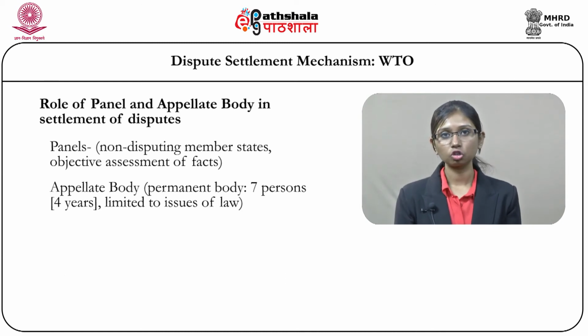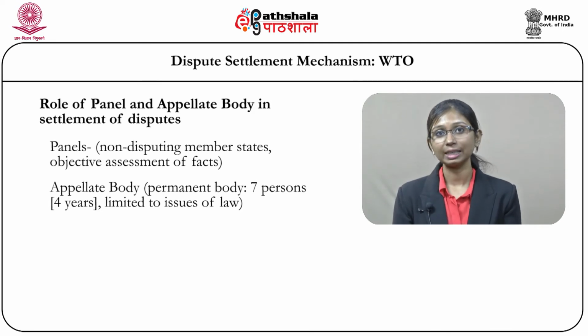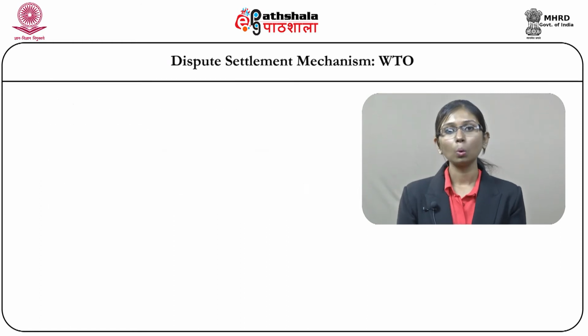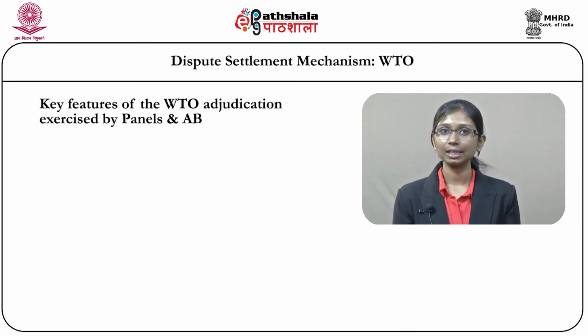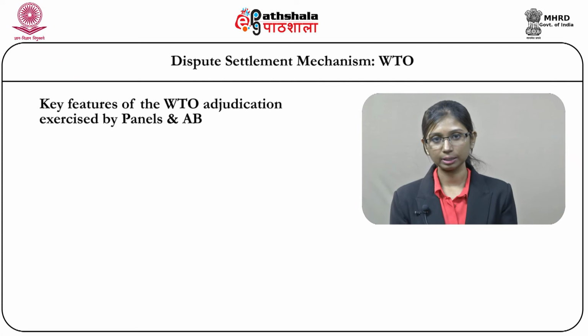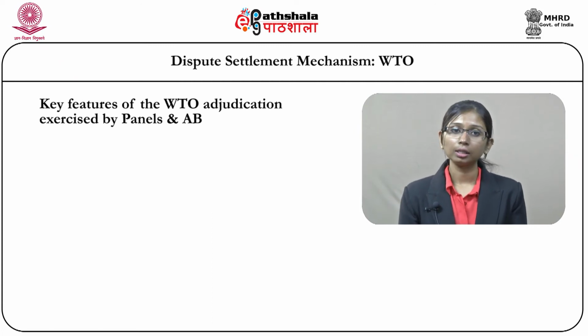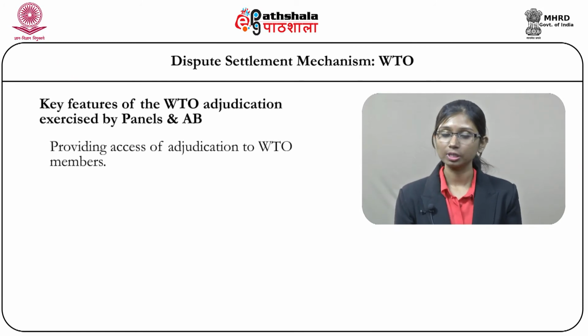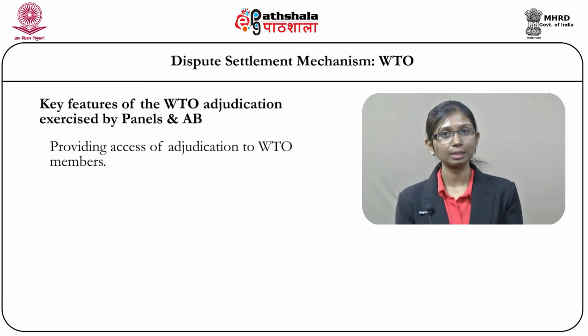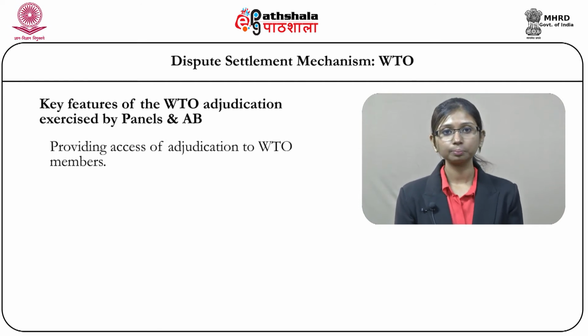Having given a brief structure of the panels and the Appellate Body, which together comprise an integral system of the dispute settlement body, we now look at the core features of WTO adjudication as exercised by the panels and the Appellate Body. First, the aim of WTO adjudication is to provide access to WTO members. It is important to note that the WTO system is a government-to-government mechanism which does not allow private parties to have standing before the WTO, either panel or Appellate Body.